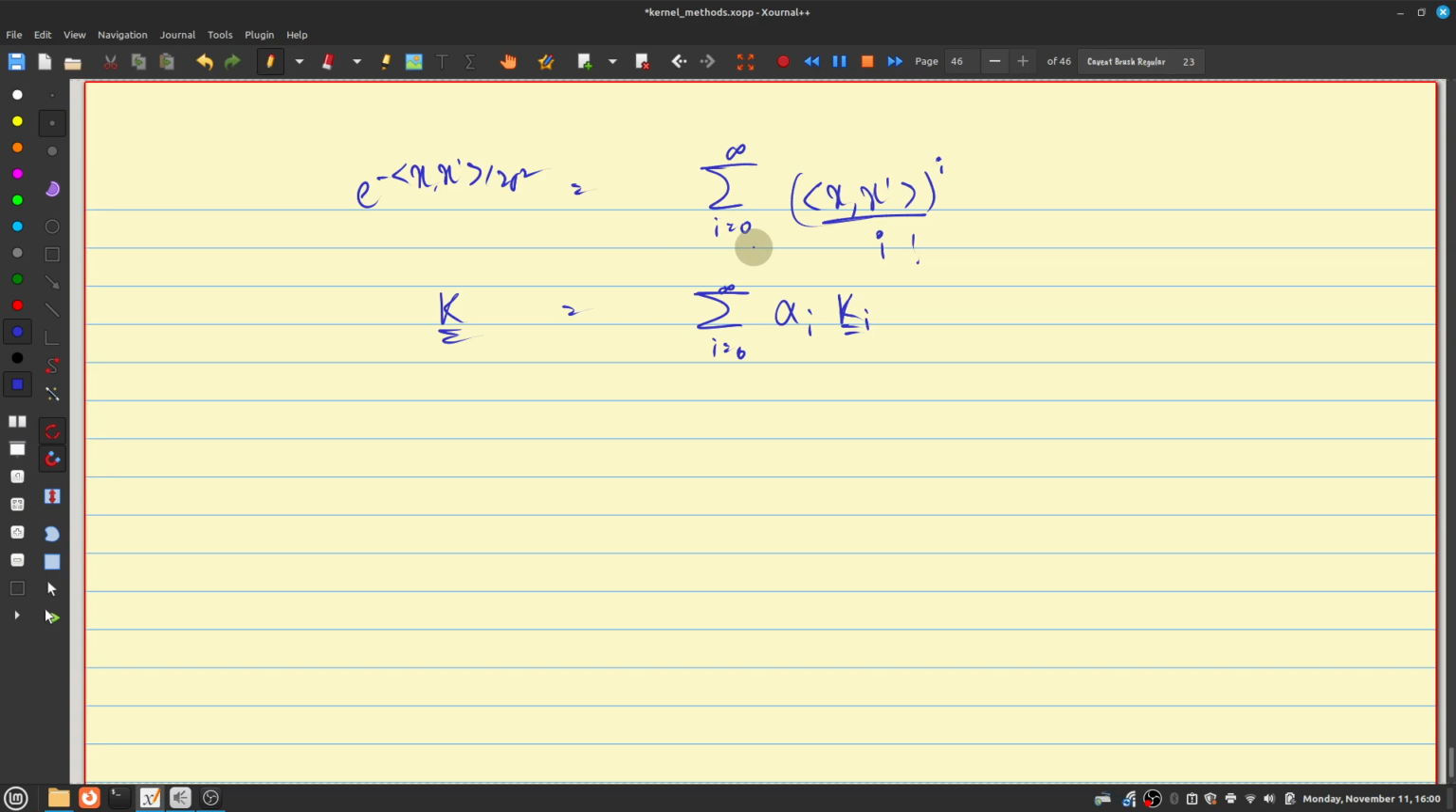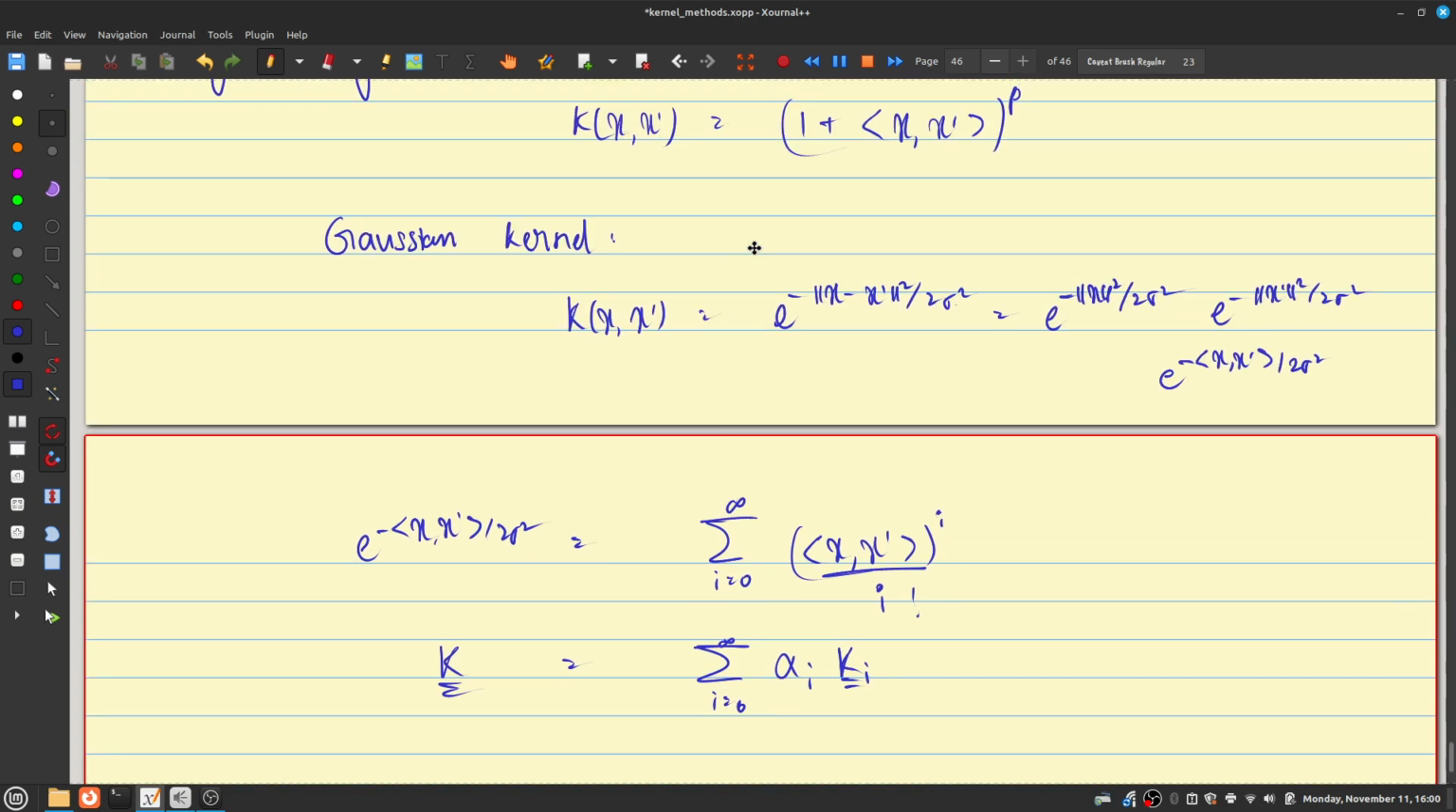All right. Again, just some basic concepts in analysis, so that's okay. All right. So therefore, the Gaussian kernel is also PDS. Any questions? If not, we'll just stop here.